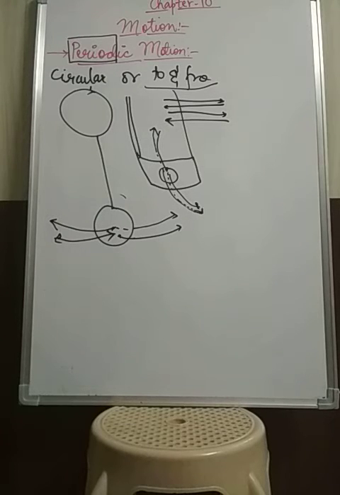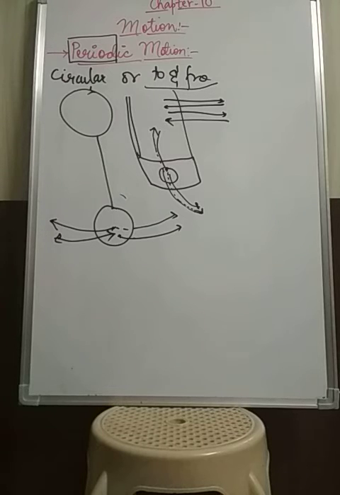Another example is that Earth rotates about its axis and completes one rotation in 24 hours. Earth will not take 23 or 24 and a half hours. It will take only 24 hours and again come back to its original position. So that is also a periodic motion. Again, the revolution of Earth around the sun takes 365 days. Hence rotation and revolution are also periodic motions, because the earth is completing its motions within a particular time interval.